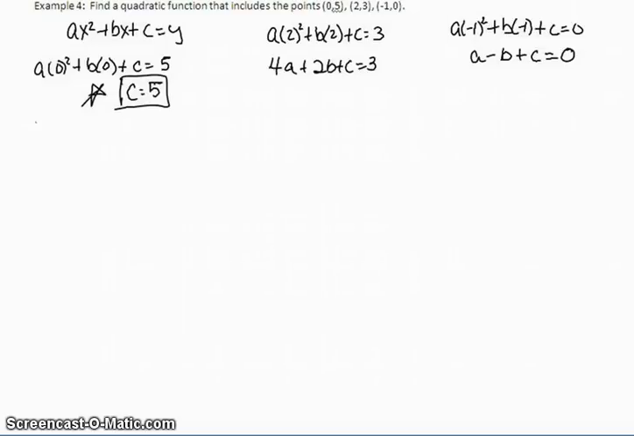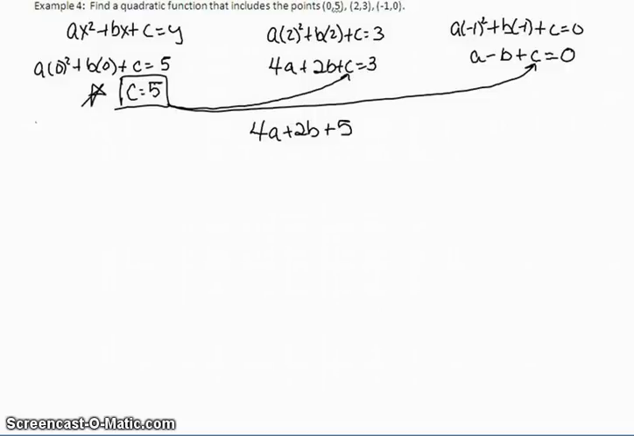Next, step 3 is substitute what we've solved for c into both those equations. So my first equation becomes 4a plus 2b, substituting 5 in for c, and then simplifying, in this case subtracting 5 from both sides. We're left with 4a plus 2b equals negative 2. Doing the same thing on the next equation, a minus b plus 5 equals 0. Subtracting 5 from both sides, a minus b equals negative 5.